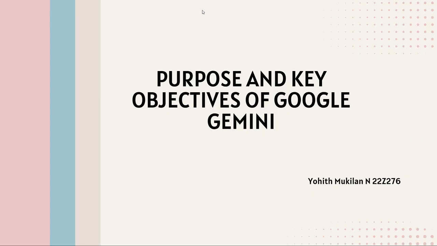The AI product we have chosen is Google Gemini. Google Gemini is one of the latest AI models developed by Google DeepMind. This AI system is designed to be highly versatile, offering capabilities across multiple domains, including text generation, coding assistance, and multimodal processing. Now let us look at a few purposes and key objectives of Google Gemini.